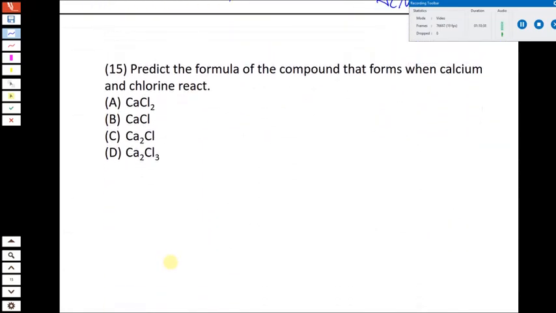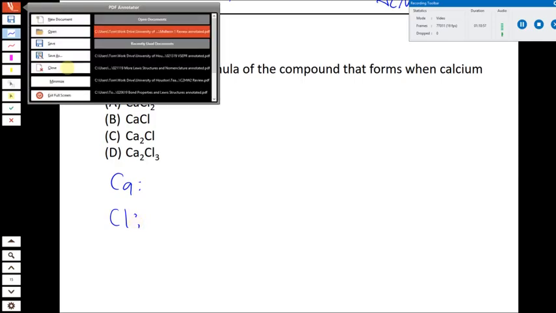Now we're talking about compounds and formulas. We want to know the formula of the compound that forms when calcium and chlorine react. So again, we need to know the atomic symbols, which from the answer choices are pretty obvious. Calcium and chlorine are the two elements. Now the first thing we should think about is what kind of compound these will form.